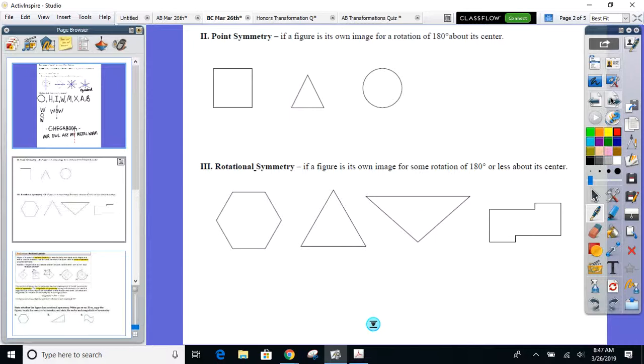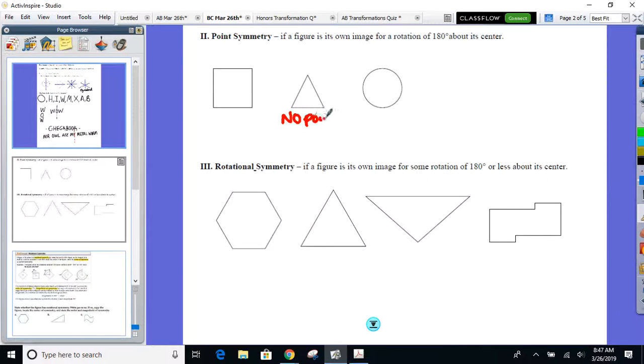What about this triangle? Now, I'm not saying all these figures have point symmetry. What's wrong when I turn it upside down? It's pointing down, so no point symmetry here. We said the square does, and then yes, the circle does as well.